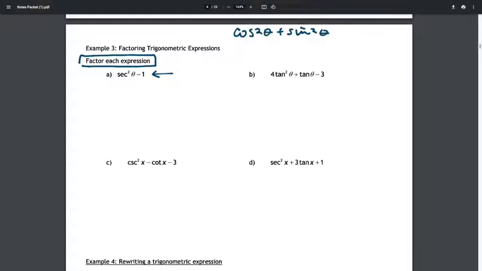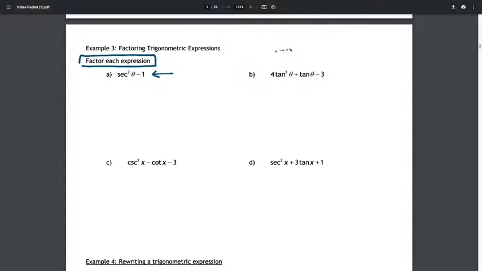And if I had divided this through by cosine, I would have been left with 1 plus tangent squared theta equals secant squared theta. So technically this is the same thing as tangent squared theta. But my directions did not say simplify. My directions said to factor. So we're doing something a little different here.